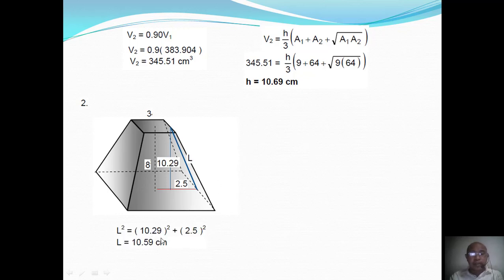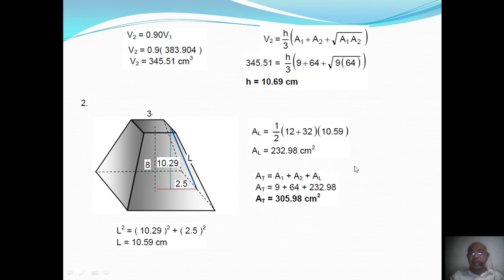So 10.69 squared plus 2.5 squared, that is 10.98. Okay. For the lateral area of the frustum, one-half of the perimeter, 3 times 4 plus 4 times 8, 32, and the slant height 10.59, gives 232.98. So the total surface area is area 1, 9, plus area 2, 64, plus the lateral surface area, 232.98. So we have 305.98 square centimeters.